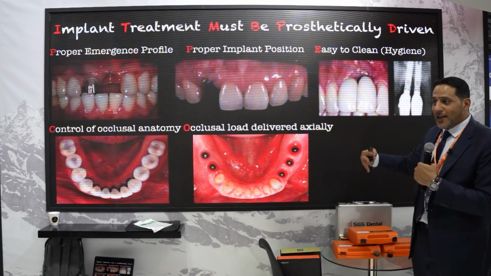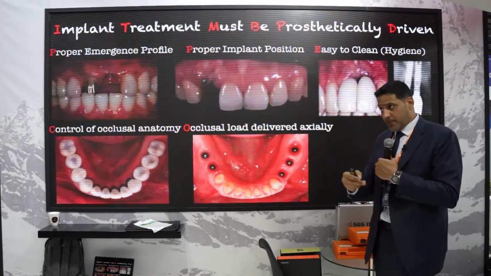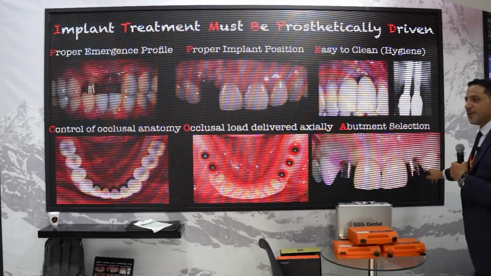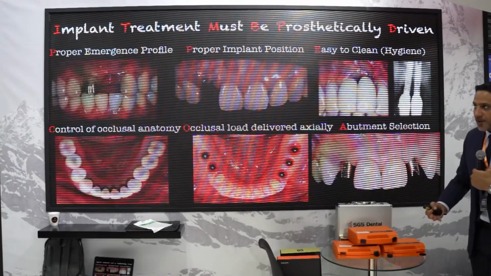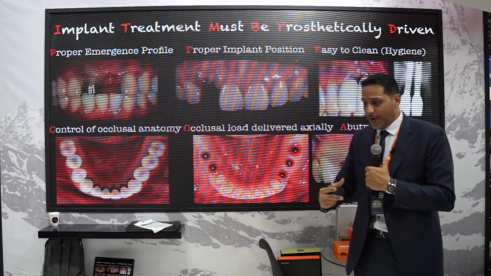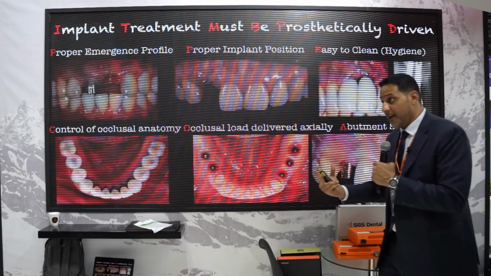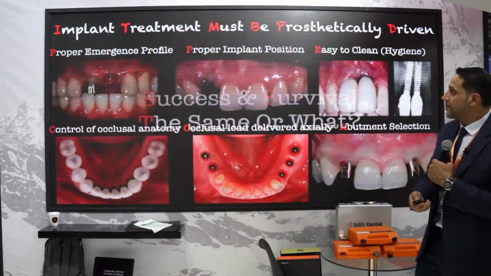Occlusal load will be delivered axially, so it is favorable from the biomechanical side. And the abutment selection will be easy. So that's why we are looking for the implant to be prosthetically driven. Where the crown is, that is where the implant should be. It's not surgically driven, it is prosthetically driven.